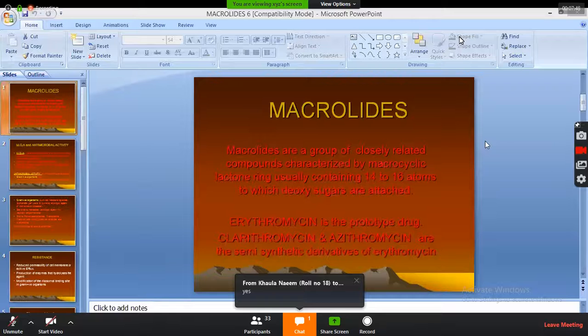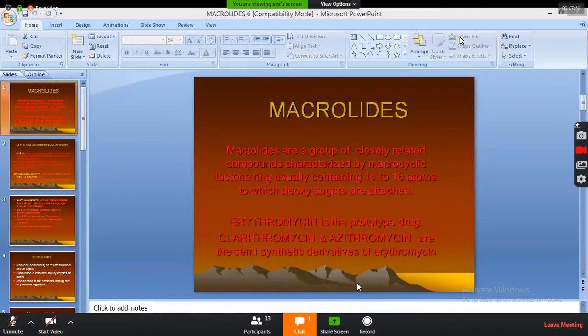Agents, and they are closely related compounds which are characterized by a macrocyclic ring. Just like you have seen in penicillin that they have a beta-lactam ring, and in aminoglycosides there's a hexose ring, similarly in macrolides there is a macrocyclic ring. If you compare the chemical structure of these agents, you would know the difference. The macrolides have a macrocyclic ring, which usually contains 14 or 16 atoms, joined together by deoxy sugars.